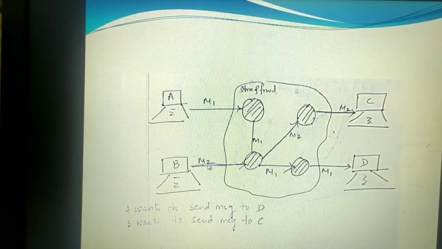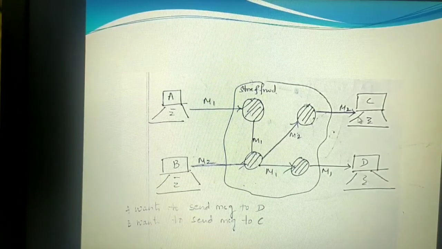B wants to communicate with C. The packet name is given as M2. It will reach the switching office. It may take this path or that path also, but I have taken this path. The packet may reach this switching office. Finally, it will reach the destination depending upon the destination address.